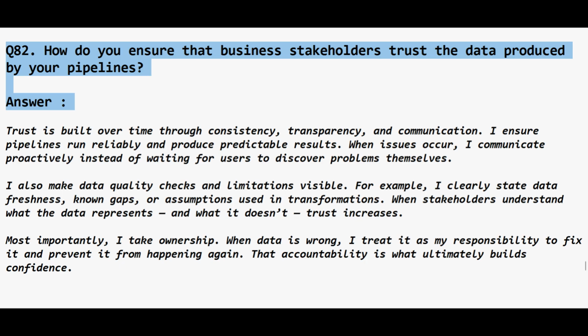When stakeholders understand what the data represents and what it doesn't, trust increases. Most importantly, I take ownership. When data is wrong, I treat it as my responsibility to fix it and prevent it from happening again. That accountability is what ultimately builds confidence.